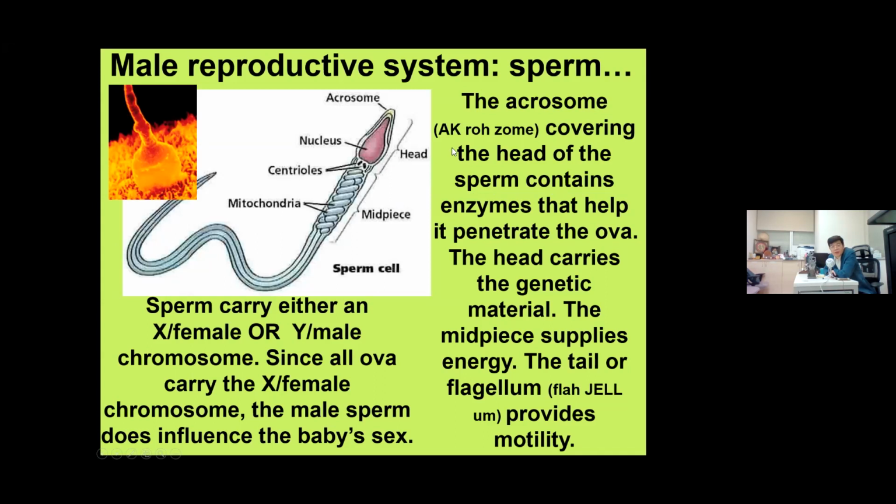The head of the sperm has an enzyme. The enzyme can penetrate the ova. So this is very magical, a miracle in our human body. And the tail has a flagellum. It provides the motility. And this is the sperm penetrating the ova, an electron microscope picture.